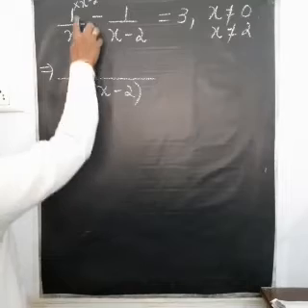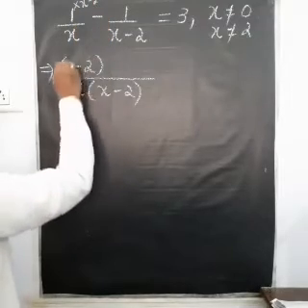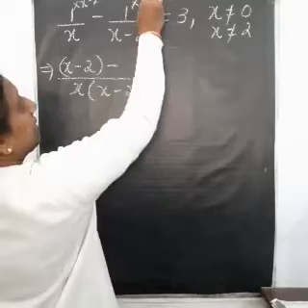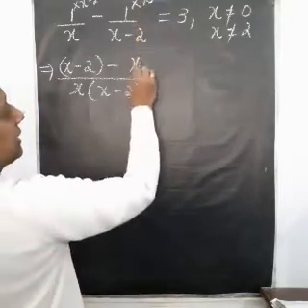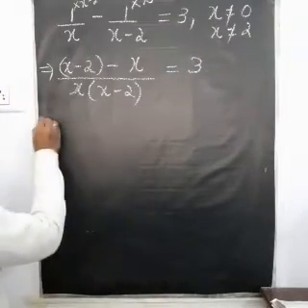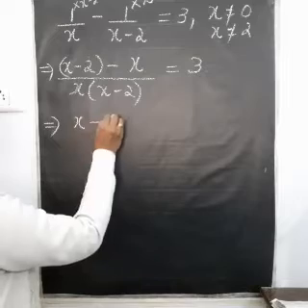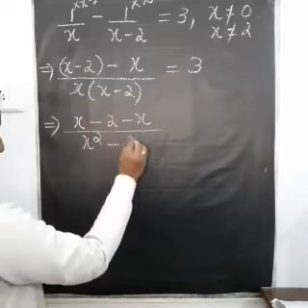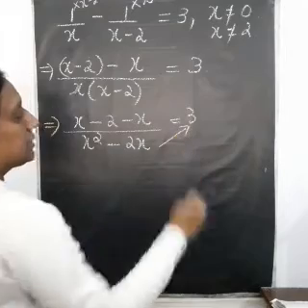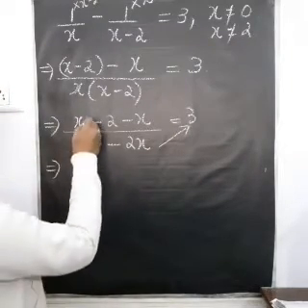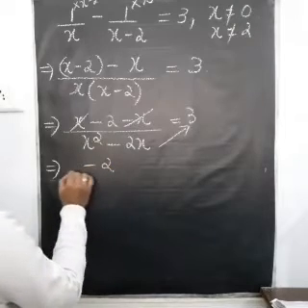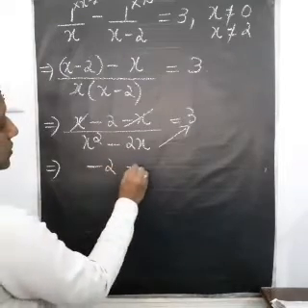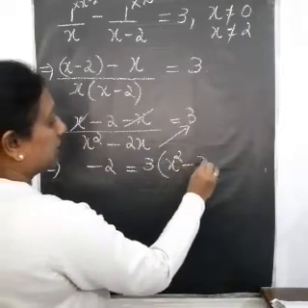So when you multiply in the numerator, 1 into x minus 2 will be x minus 2 minus. Now x minus 2 is there. What is not there? X. So multiply by x. So what will you get? 1 into x will be x, which is equal to 3. Now, expand the bracket, you'll get x minus 2 minus x divided by x squared minus x into 2 is 2x equal to 3. Now cross multiply. So what will you get? Here I can cancel x and minus x. So I have minus 2 divided by x squared minus 2x, and when we cross multiply, you get minus 2 is equal to 3 into x squared minus 2x.